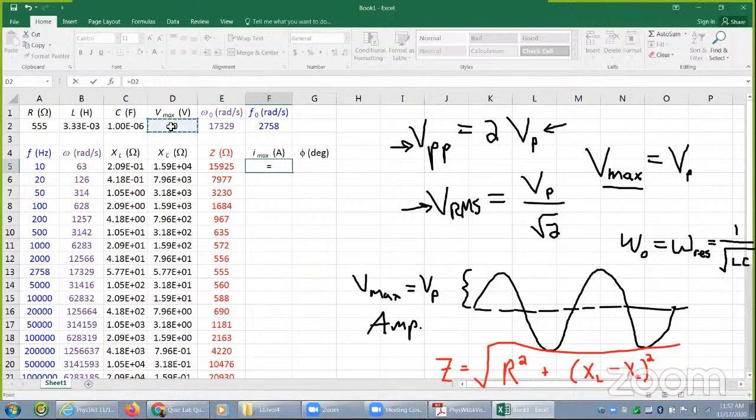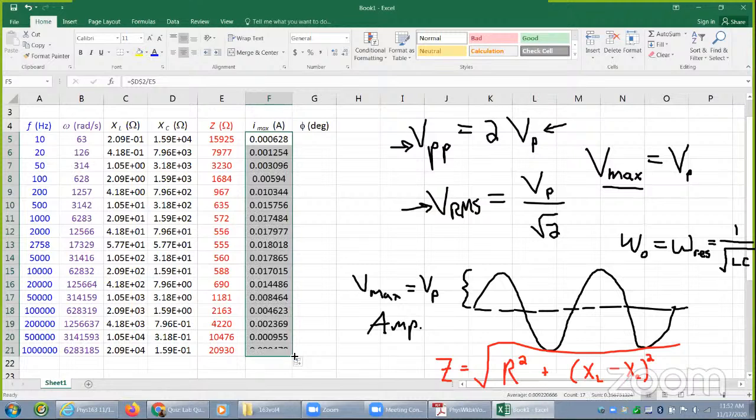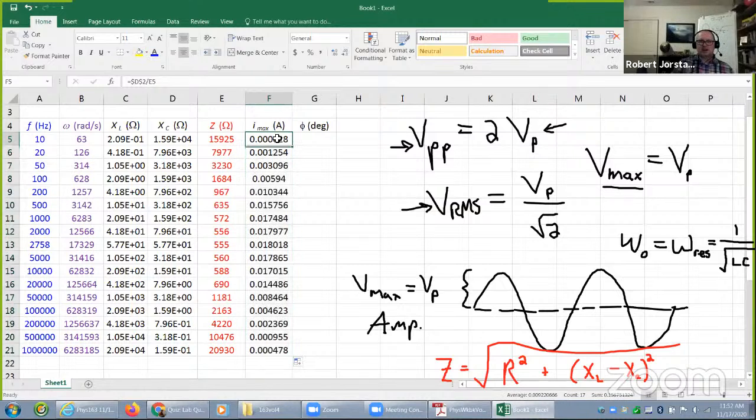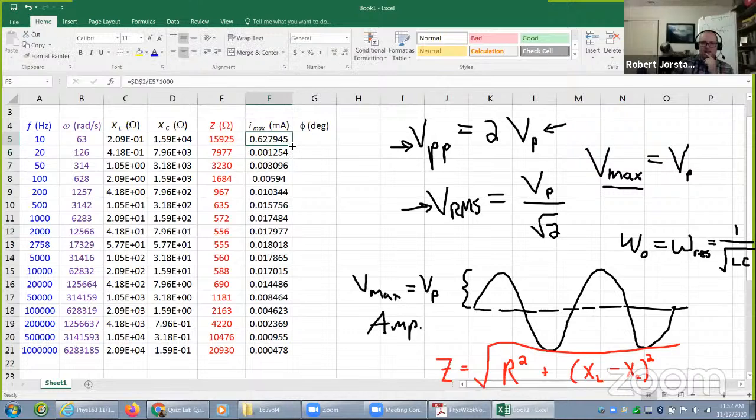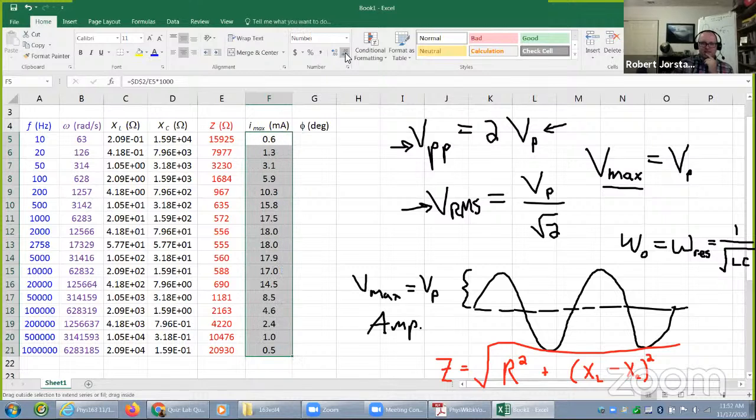D2 with dollar signs divided by E5. And notice it's pretty small. So Sean, I'm going to pick on you a little bit. What if I want to convert these to milliamps? What would I need to do to my formula? F5 times 1,000. Yep. So just to put these in milliamps so that it's easier to see. Now let's get rid of some of these sig figs so it's not so obnoxious.